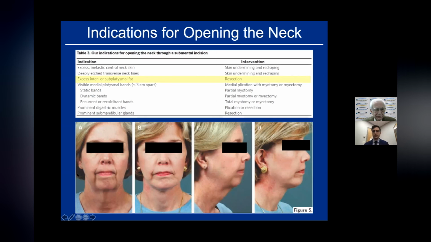For access to the deeper compartments. For patients with visible medial platysmal bands that are closer together, an anterior approach allows for medial plication, potentially myotomy or myectomy, depending on whether the bands are static, dynamic, or in secondary cases, recurrent or recalcitrant. Finally, the digastric muscles and submandibular glands are best addressed through the anterior approach as well.